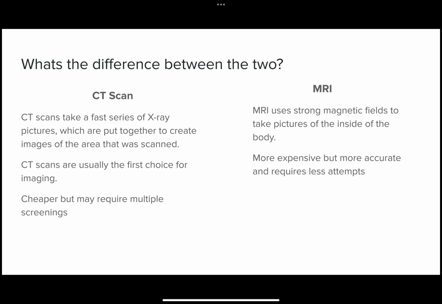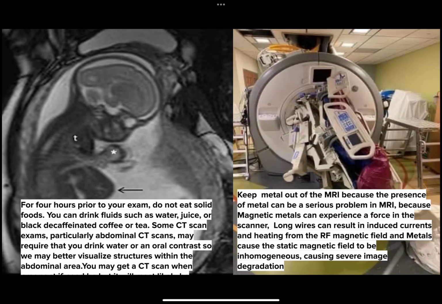And they also, like I said, do not use radiation, which some physicians like to point out to pregnant women when it comes to using CT scans. So, what are some things that you should not do before you get a CT scan or an MRI?